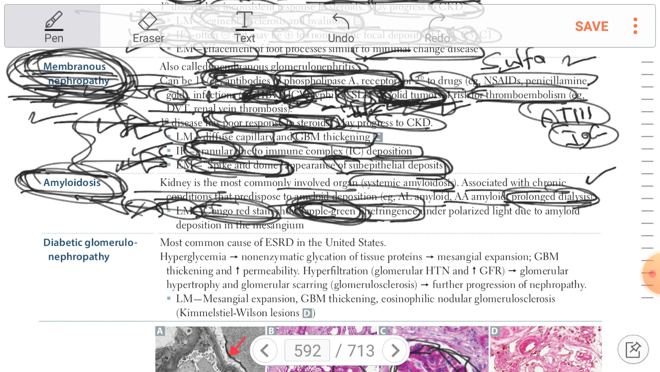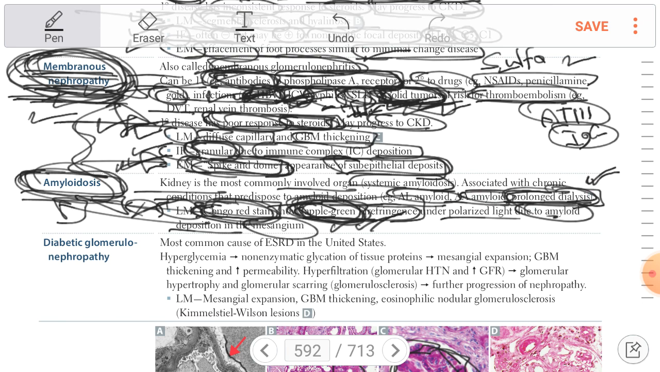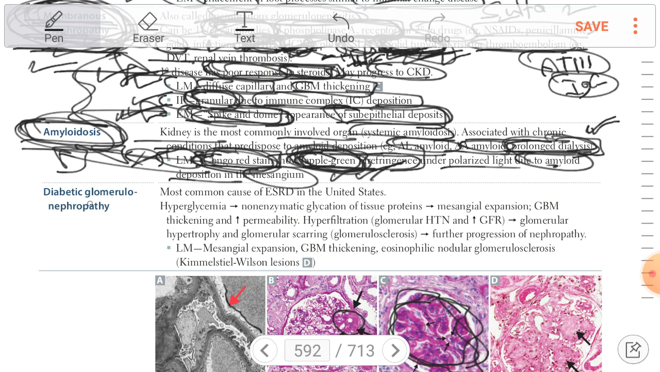So apple green Congo red. This is a case of amyloidosis under polarized light due to amyloid deposition in the mesangium. So the most important is Congo red stain, apple green, plus prolonged dialysis, end stage renal disease, carpal tunnel syndrome, and AA amyloid and AL amyloid. Then the next one is the most important, diabetic glomerulonephropathy.